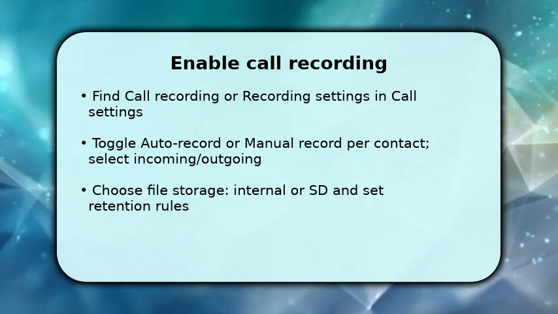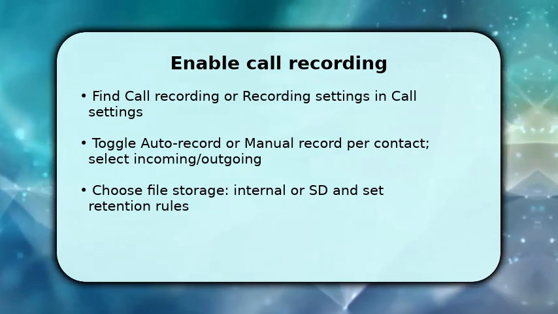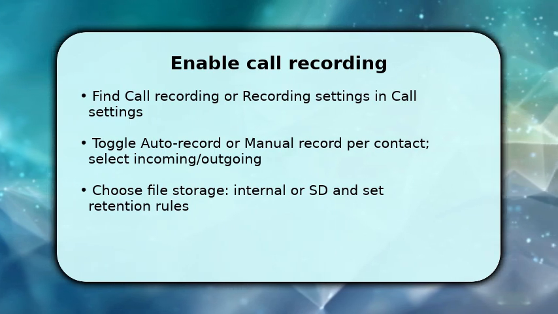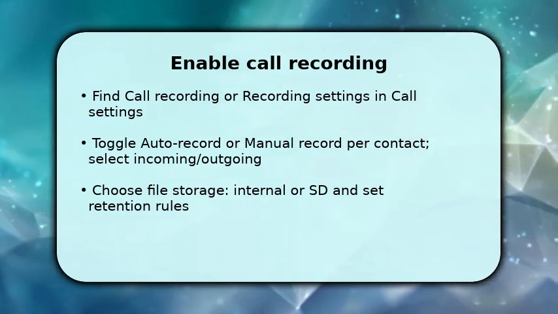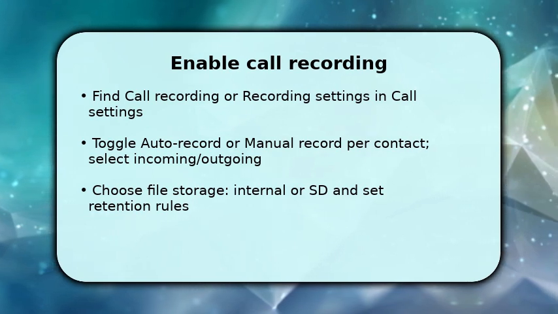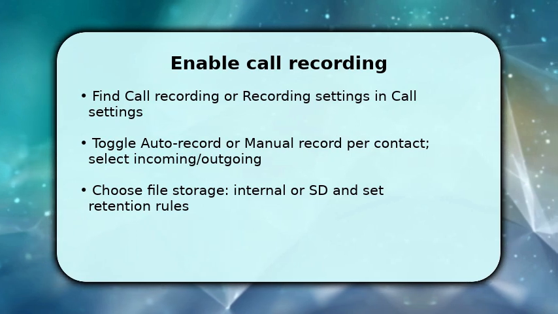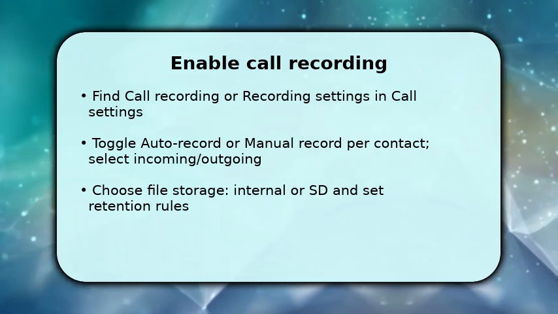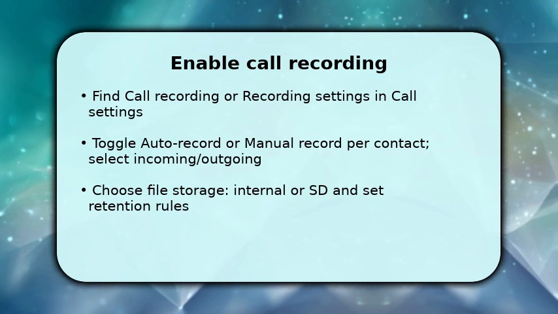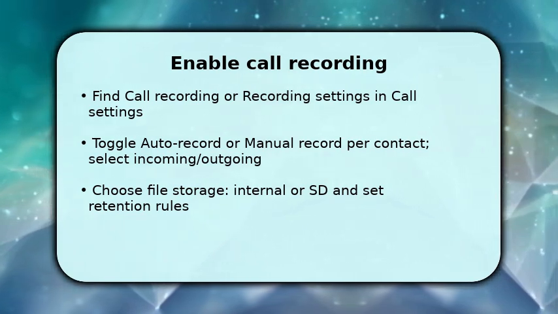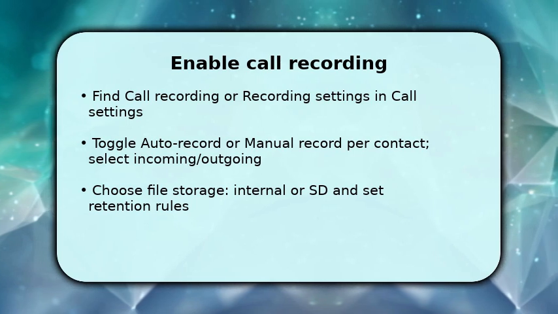You'll see toggles for auto record and for manual recording during a call. Enable auto record if you want every call saved, or set manual so you only record selected calls. Choose whether to record incoming, outgoing, or both. Make sure to select the storage location, internal or SD card, and set retention rules. This prevents running out of space.